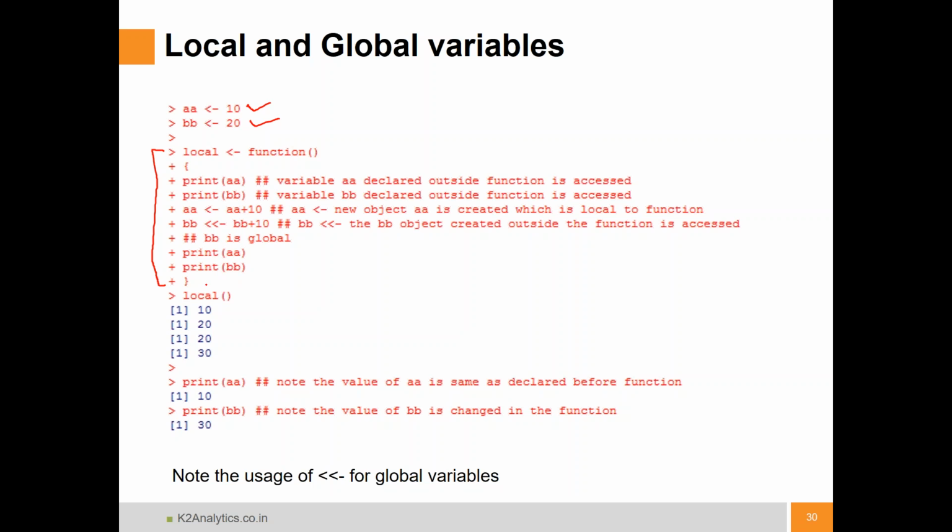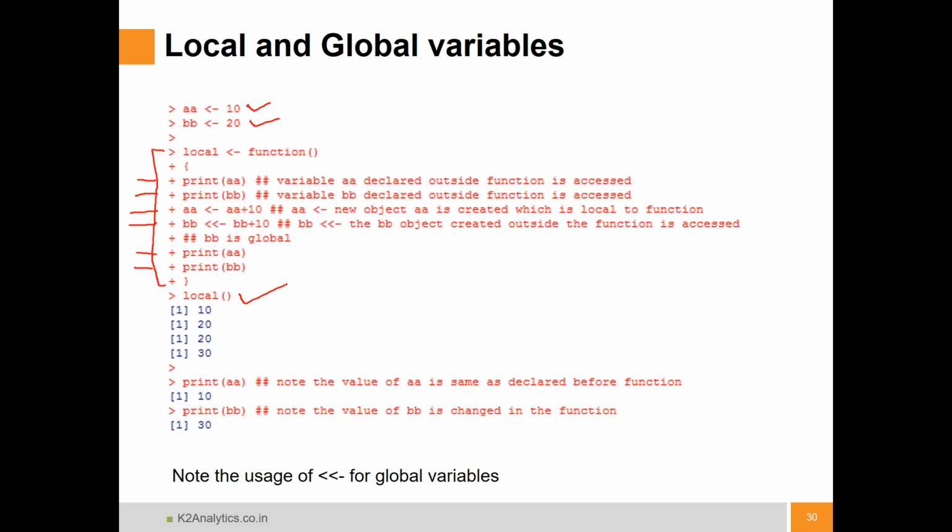Okay. So here I have written some statements: print AA, print BB, and then AA equal to AA plus 10, BB is equal to BB plus 10, and then again print of AA and BB. Now here I am calling the function. Now when I call a function, what will happen? When you call a function, the logic inside the function gets executed. What all statements are there inside the function?